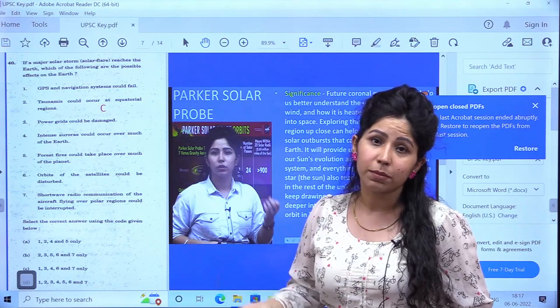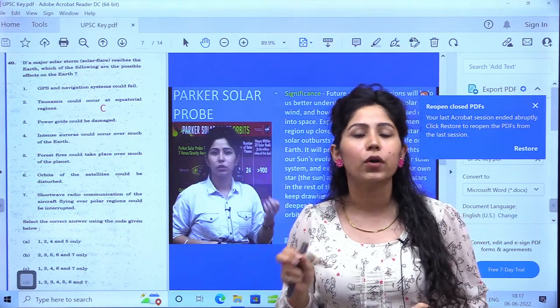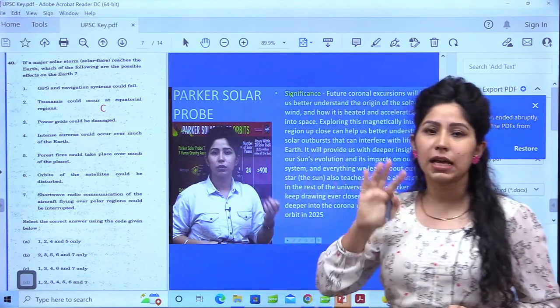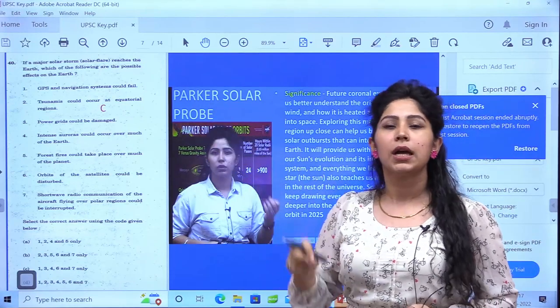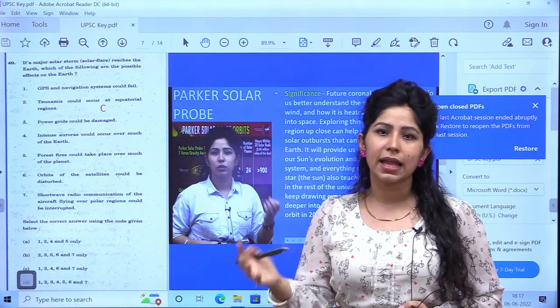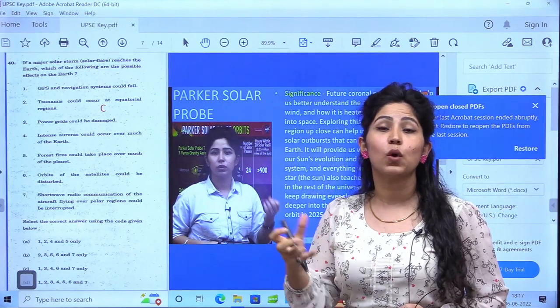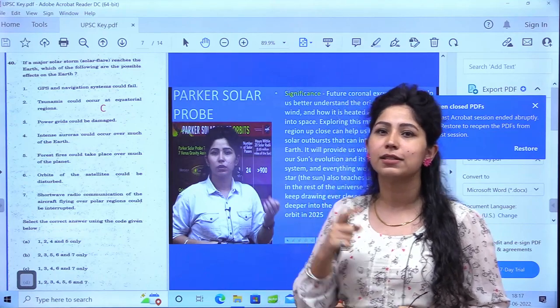India has also launched a solar mission. NASA has also launched a solar mission. And we are targeting to study the corona. Why is the corona so important? It is important because of solar flares. So UPSC did not ask you about the Parker Solar Probe. It did not ask you about the mission to the Sun that is being sent by ISRO. But what it asked you was the concept, the depth: why are we doing this? Because we want to study the solar flares.